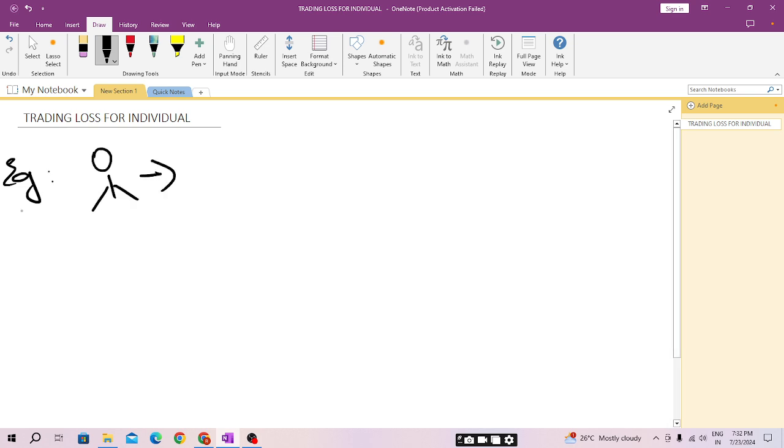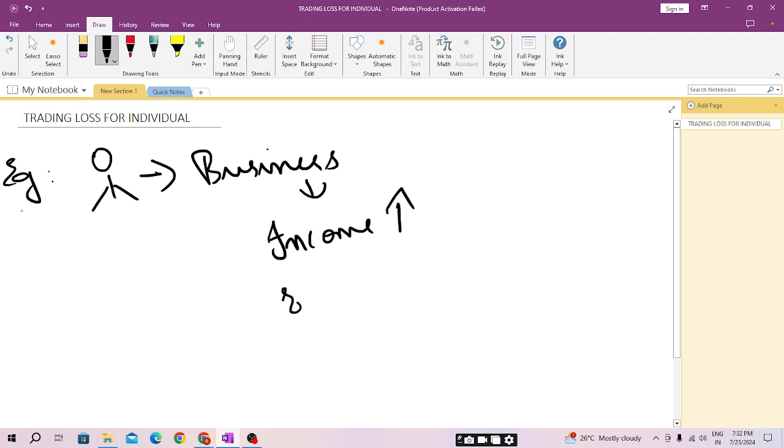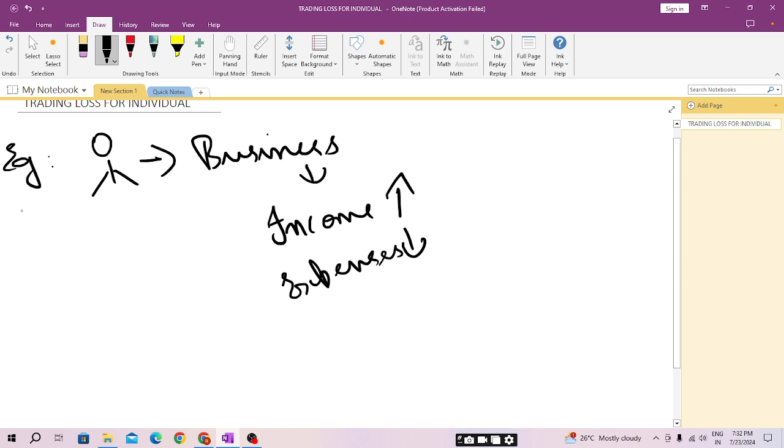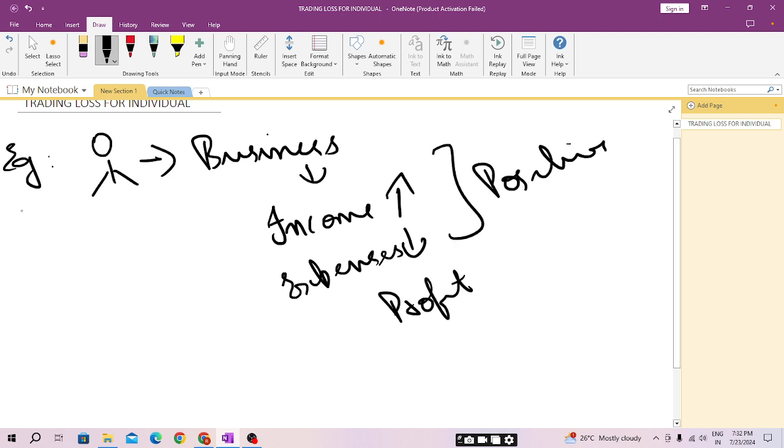If an individual is carrying on a business, and his income from the business is more when compared to his expense, he will save or generate profit. The net figure will be positive. Income is more, expense is less, so the net figure will be positive. This is the case of a profitable business.